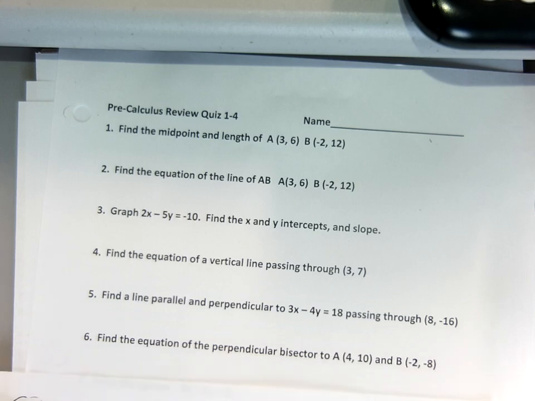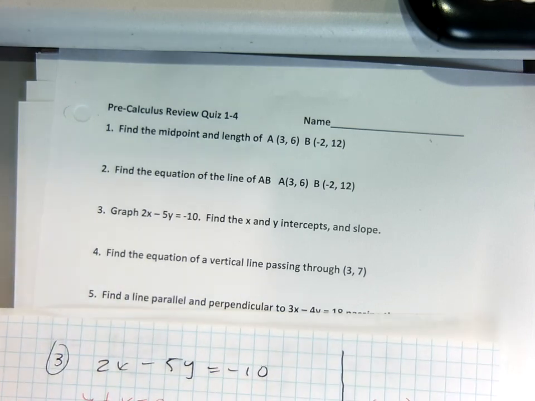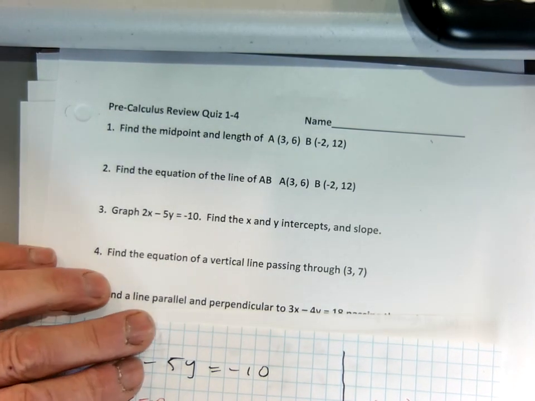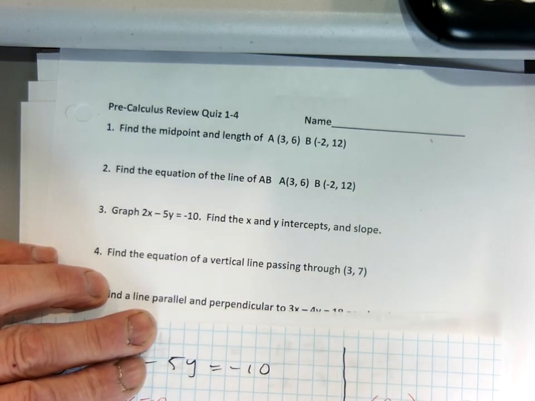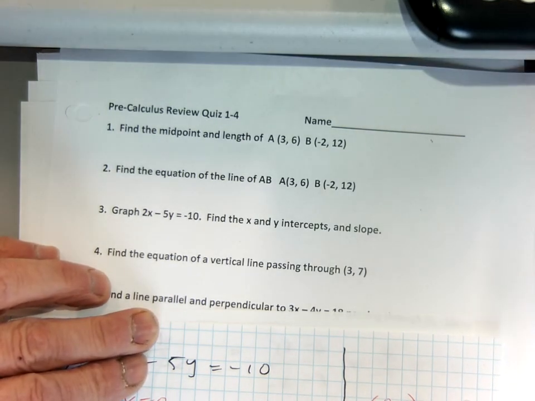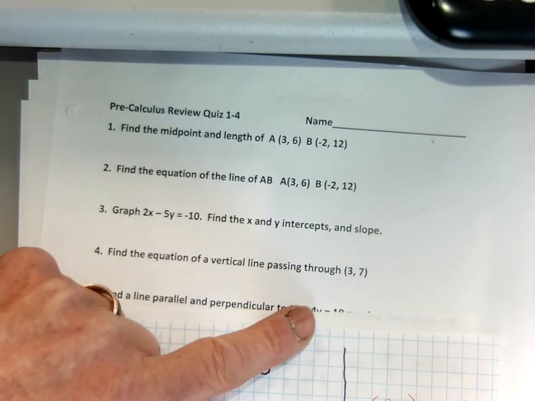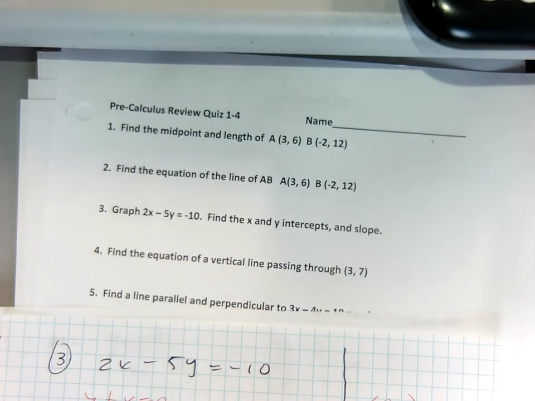Okay, now number 4, find the equation of a vertical line. A vertical line is straight up and down, okay? So number 4, if it's vertical and it's going to go through 3, 7, we can just do a real quick sketch if we need to. But 3, 7 is here. If it's a vertical line, it's got to be an x equals equation, so it's just going to be x equals 3. That's it. It's as easy as that, a vertical line.